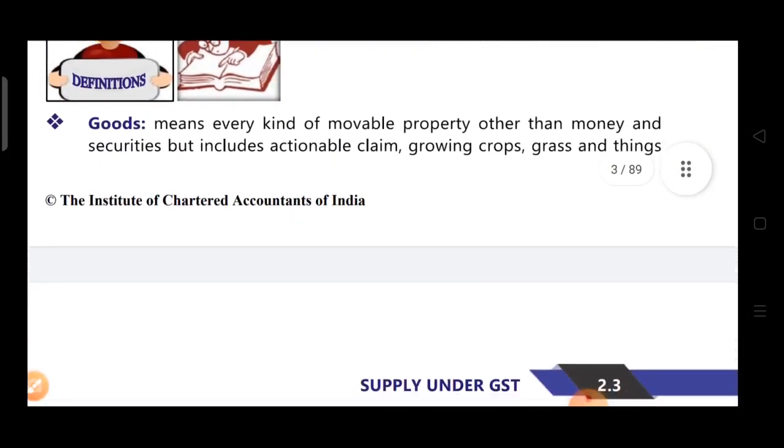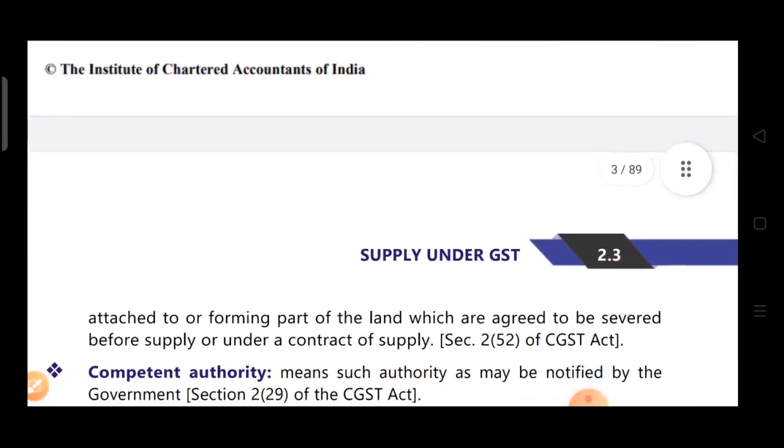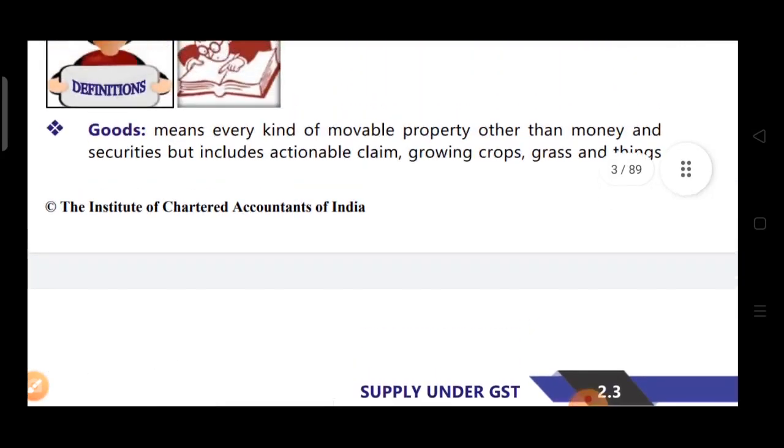Now relevant definition: goods. Goods means every kind of movable property other than money and securities, but includes actionable claim, growing crops, grass, and things attached to or forming part of the land which are agreed to be severed before supply or under a contract of supply. Every kind of movable property is goods. Two items are excluded: money and securities. Actionable claim is included in goods. Actionable claim means any claim against which a lawsuit can be filed.